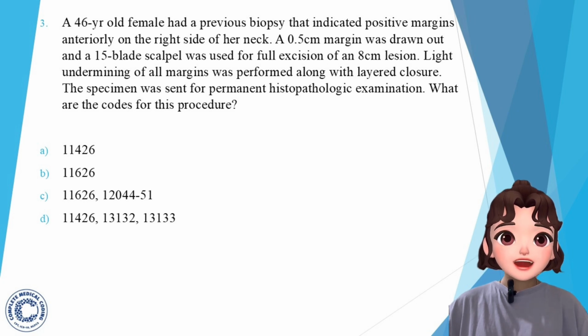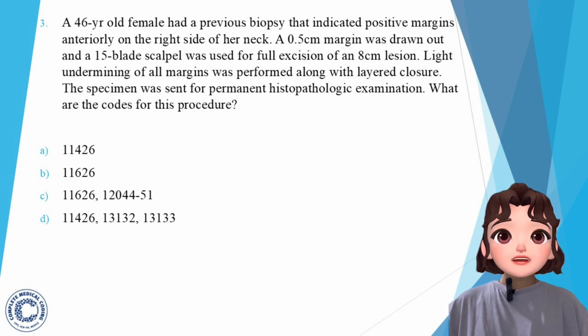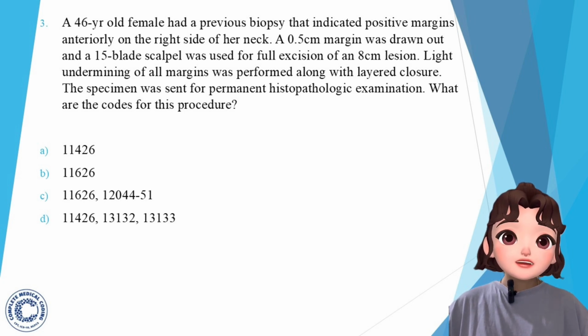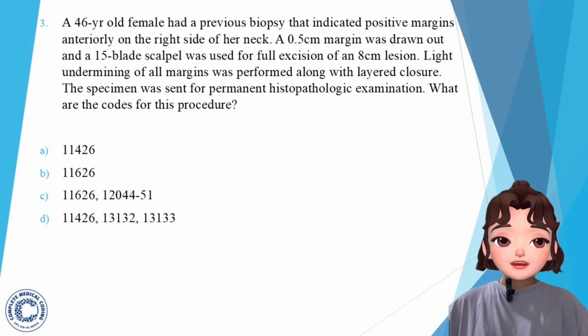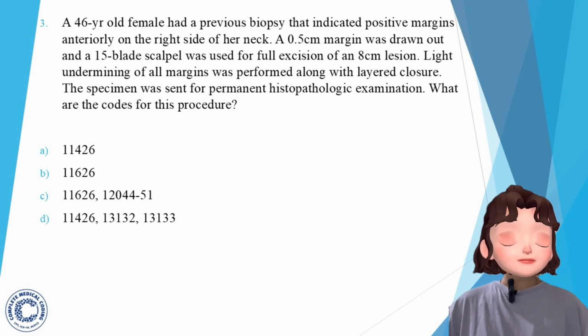So what are the procedures carried out here? Excision, right? This patient had a previous biopsy done, which shows positive margins. So a 0.5 centimeter margin was drawn and a 15 blade scalpel was used for full excision of an 8 centimeter lesion. So here an 8 centimeter lesion was excised and then the specimen was sent for histopathologic examination. Okay, let's move to the codes one by one.